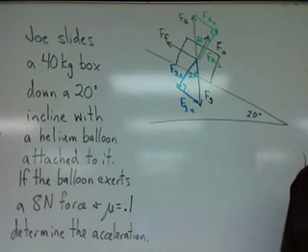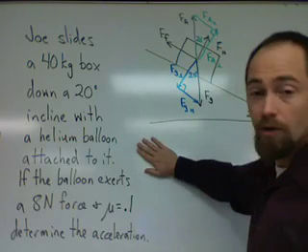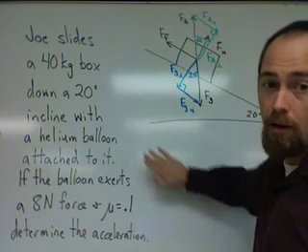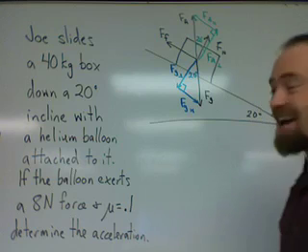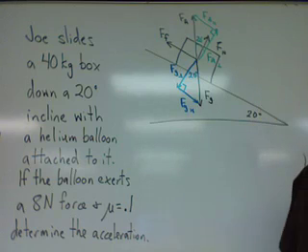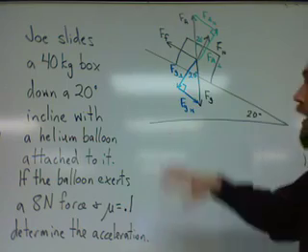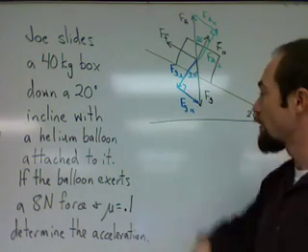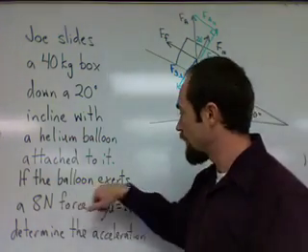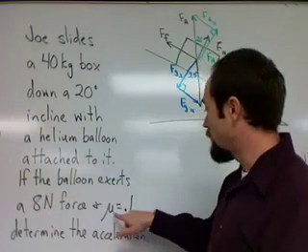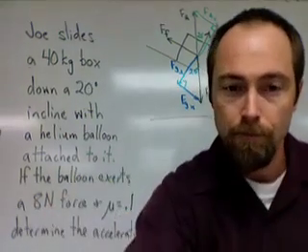Our next step is we want to write our two equations. We're going to write Fnet parallel and then Fnet perpendicular. Again, I'm going to try to do it here. If I don't have enough room, I'm going to actually, you know what? I'm just going to erase my problem and we'll do it over here. So just remember, the balloon exerts a force of 8 newtons and mu is 0.1.